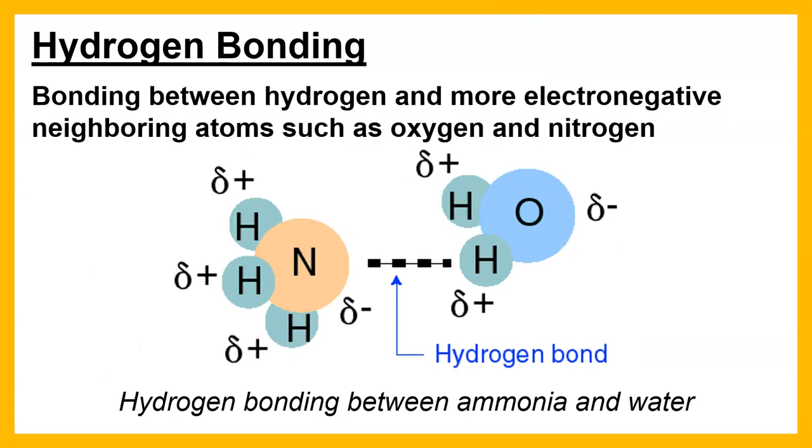Water is a very important example. Water loves hydrogen bonding with things. It can hydrogen bond with itself, or it could hydrogen bond with other things, like ammonia. You can see here we have the partial positives, where those hydrogens are, and we have the partial negatives, where those electronegative elements are.